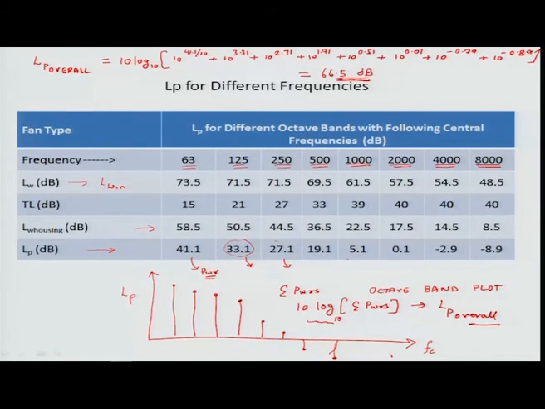So, your overall LP equals 66.5 dB. 66.5 dB. Okay.